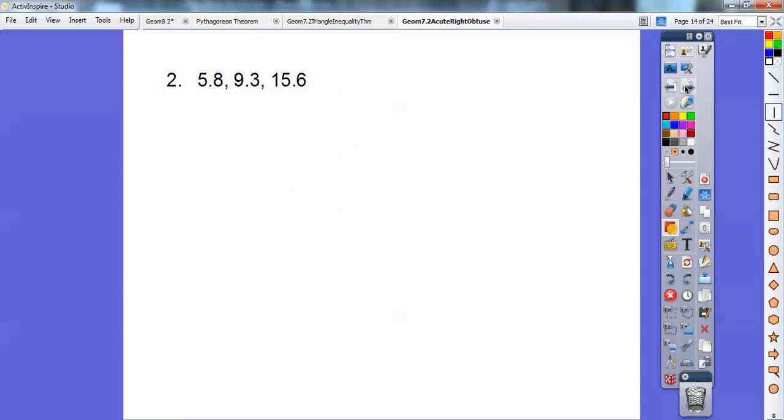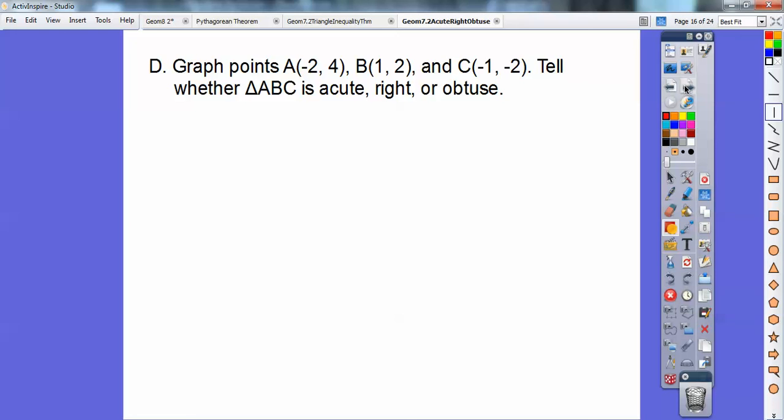Okay, try this one. 5.8, 9.3, 15.6. Ooh, decimals. You guys freak out with those and fractions. Well, first of all, this one is not a problem at all because you end up getting 15.1 when you add the two shorter sides, and that's not greater. So the triangle inequality theorem ensures us it's not even a triangle. Okay, so we're done. We can stop.